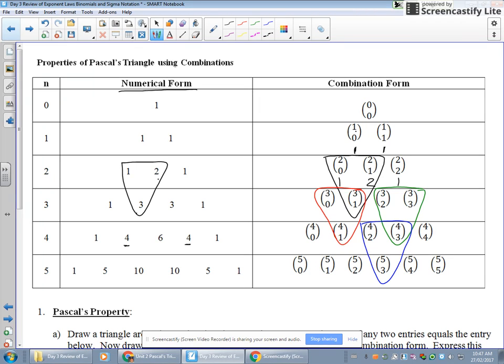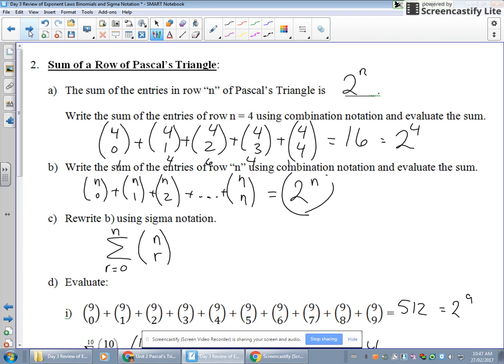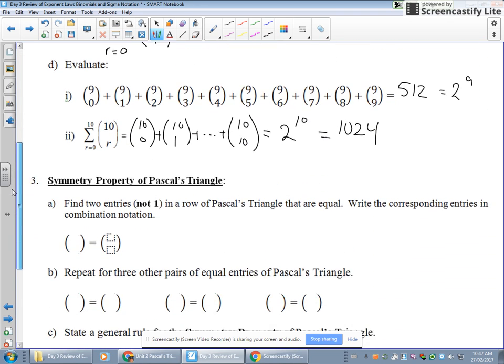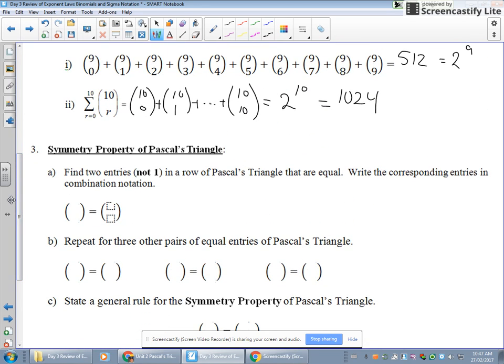So it's n choose 1 and n choose 3, right? 4 choose 1, 4 choose 3. So that's one example. So I could say 4 choose 1 is the same as 4 choose 3. 4 choose 1 is equal to 4 choose 3. That's using the symmetry of the triangle.